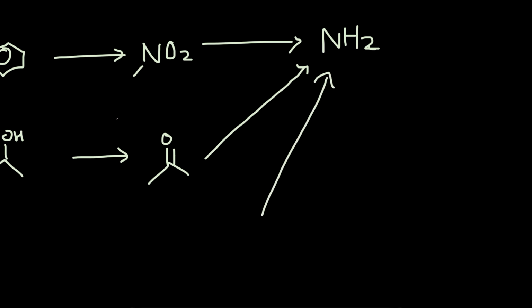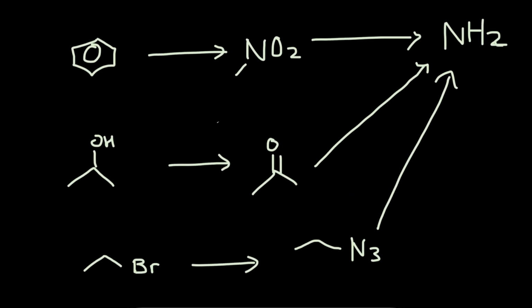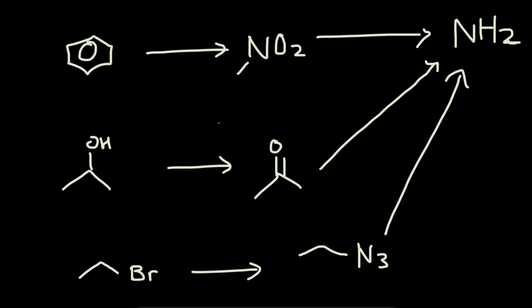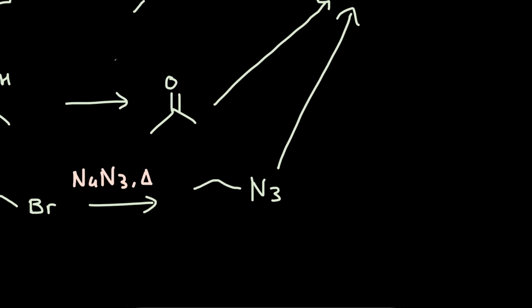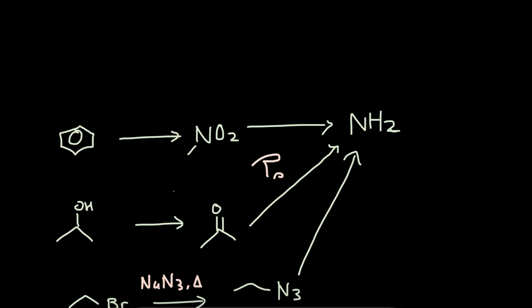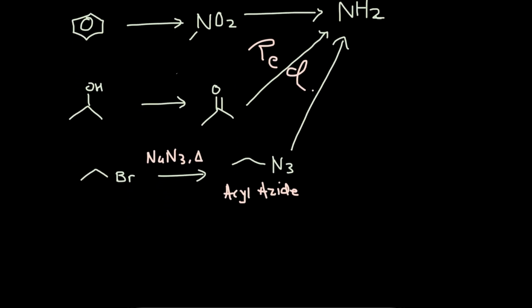There's one more, and that is when you're given this acyl azide, or when you're given an alkyl halide, because that's where they come from. And here are the reagents. I mentioned this one already. And this one in particular comes from NaN3 and heat. Okay, and this makes an acyl azide. Now all three of these use reduction, which is defined as reducing C-O bonds and increasing C-H bonds.